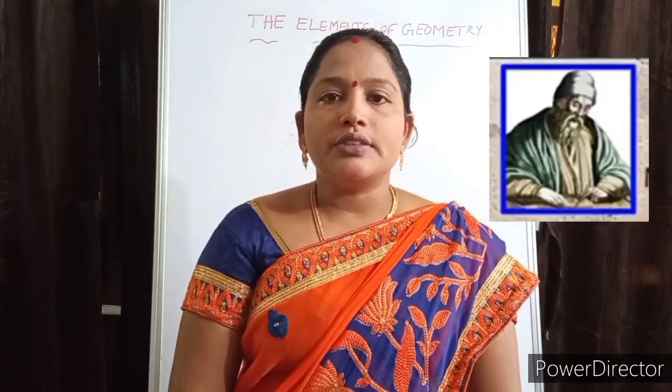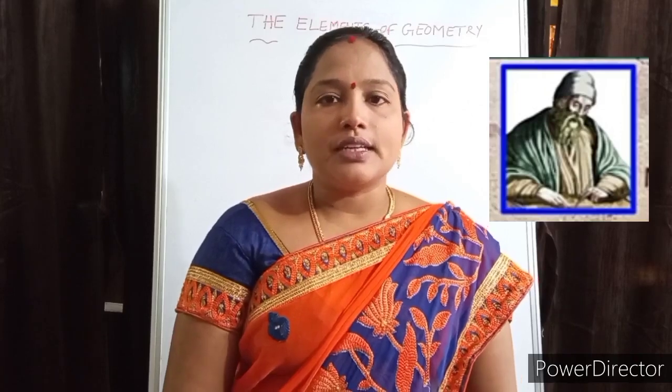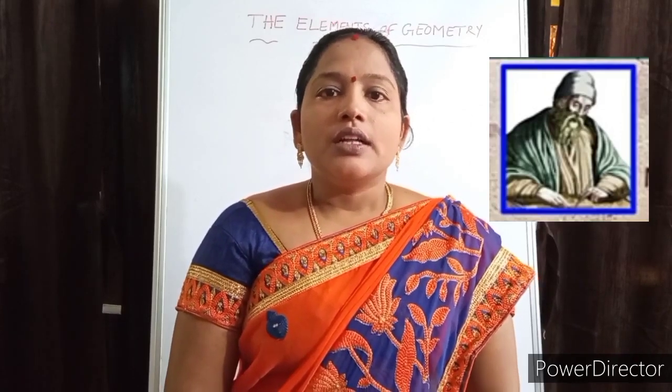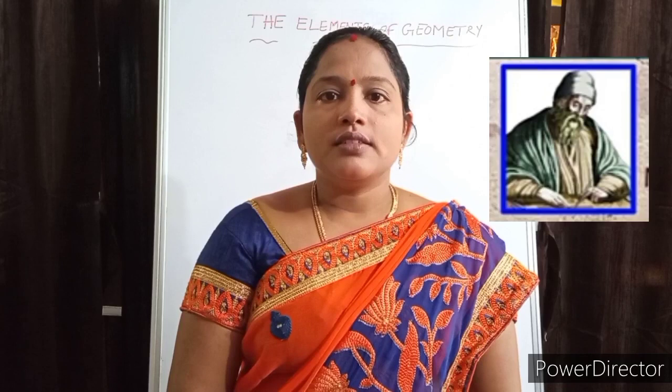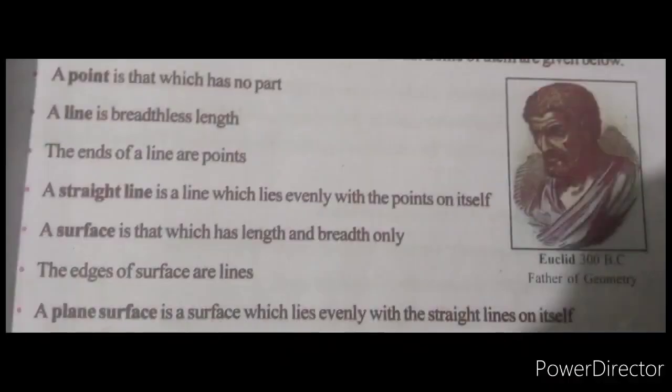In this chapter we have to know about Euclid. Euclid of Alexandria in Egypt wrote 13 books called the Elements. Euclid developed fundamental definitions, axioms, postulates, and theorems. Some definitions of Euclid are: a point is that which has no part.